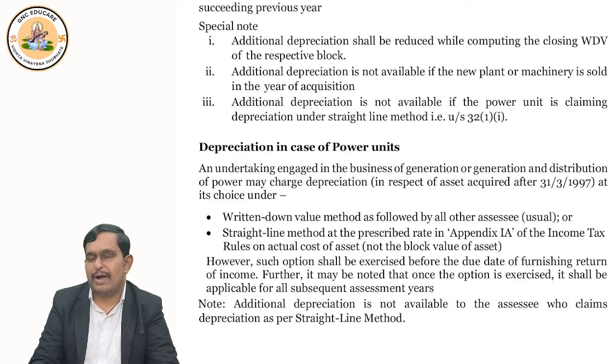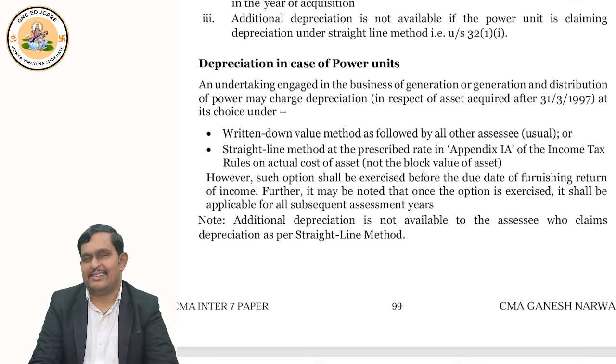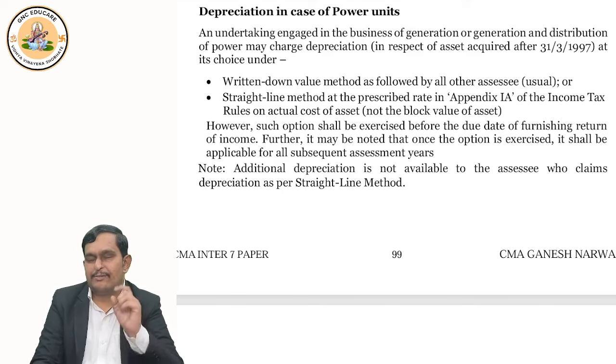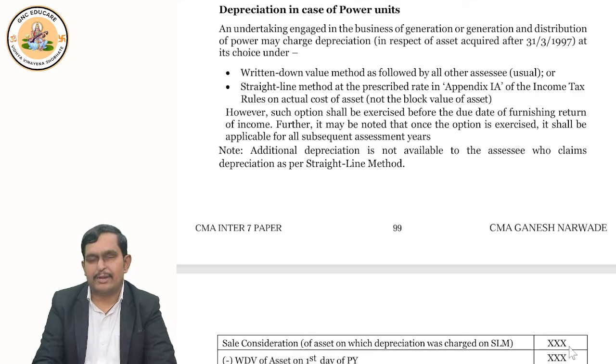Now let's go to power generating units. I already leaked the secret that only power generating units have the choice to decide whether they want to go for the straight line method of depreciation or the WDV method of depreciation. But this option is there for tangible assets only.